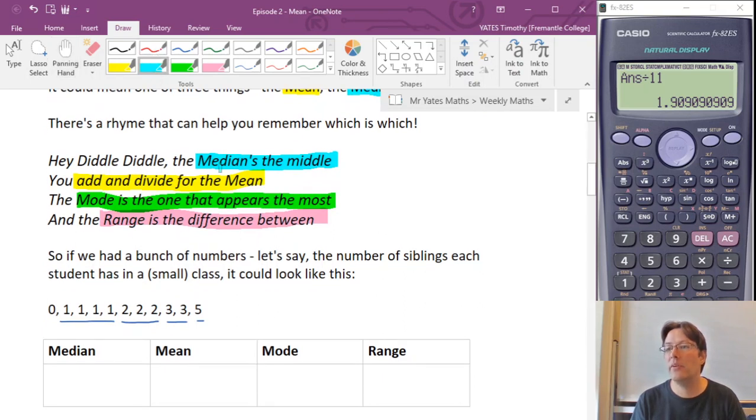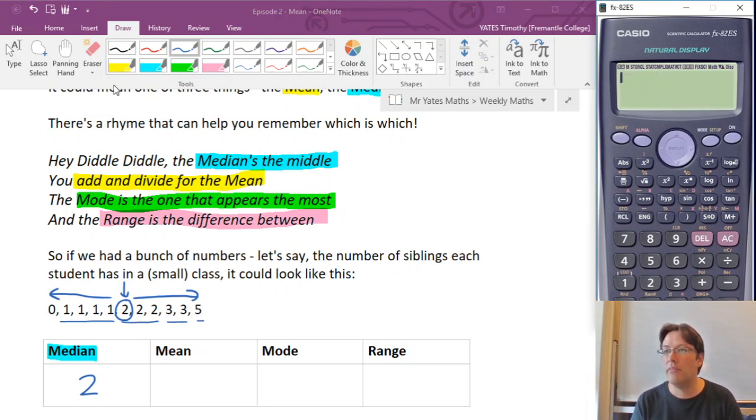First up, we want to find the median. The median, as we set up there, is the middle number. If we've ordered these from lowest to highest, the median will be the number that has the same amount of numbers on each side. On each side of this number, there are 5 other numbers. So this is the median or middle number. So our median is 2, pretty straightforward.